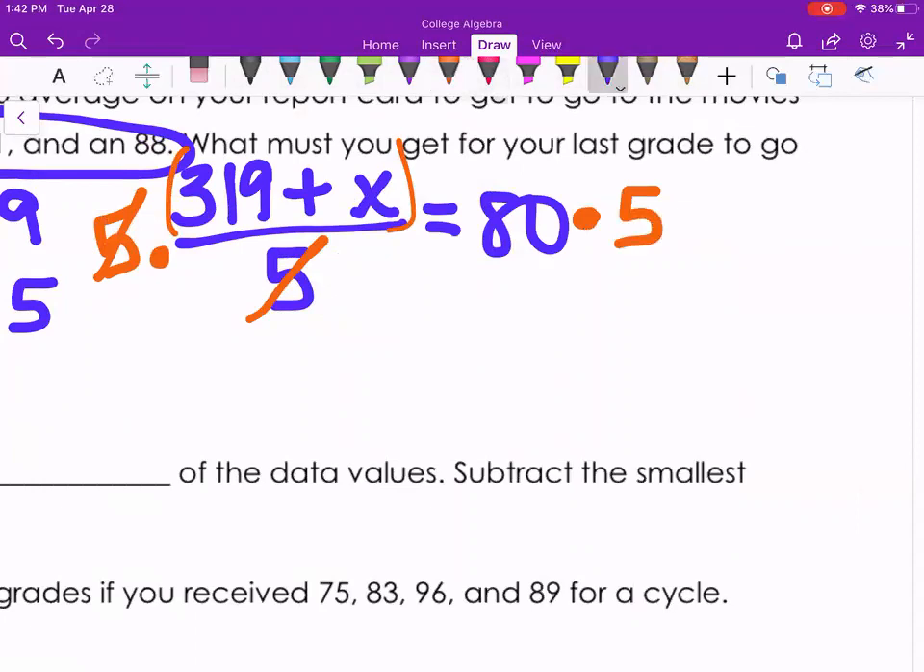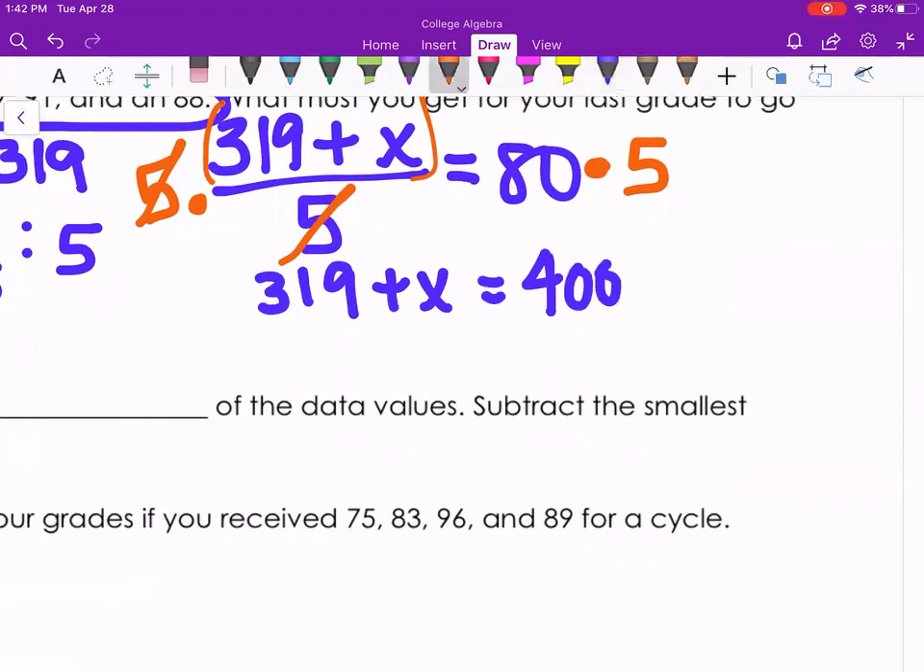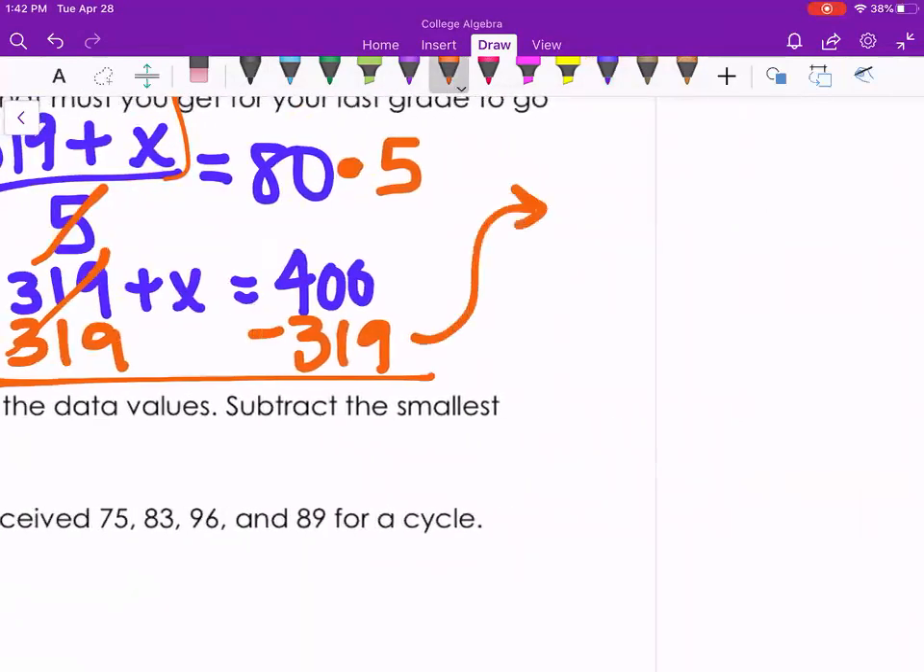All right, so now let's finish our equation. We already know that the times 5 and the divide by 5 cancel. So I have 319 plus x should now equal 80 times 5, or 400. Let's keep our solve going. We're almost done. Now we can subtract out the points we've used up so far. In this case, 319. And my missing grade is an 81. So you need to have at least an 81 in order to have a passing grade for a B to go to the movies.